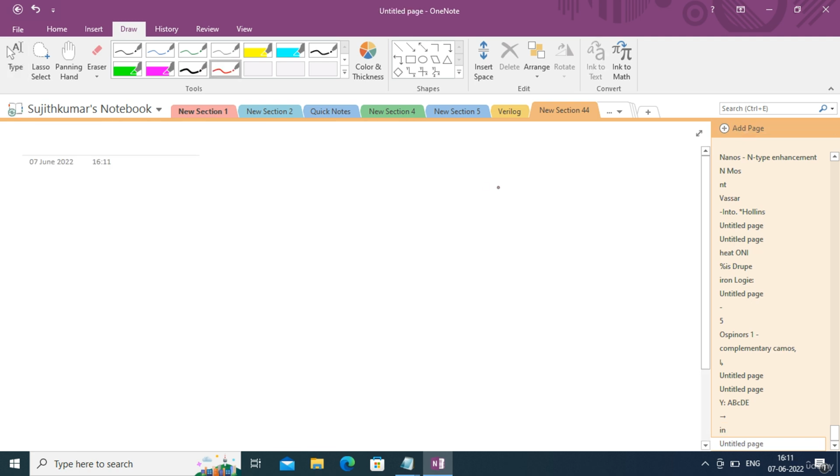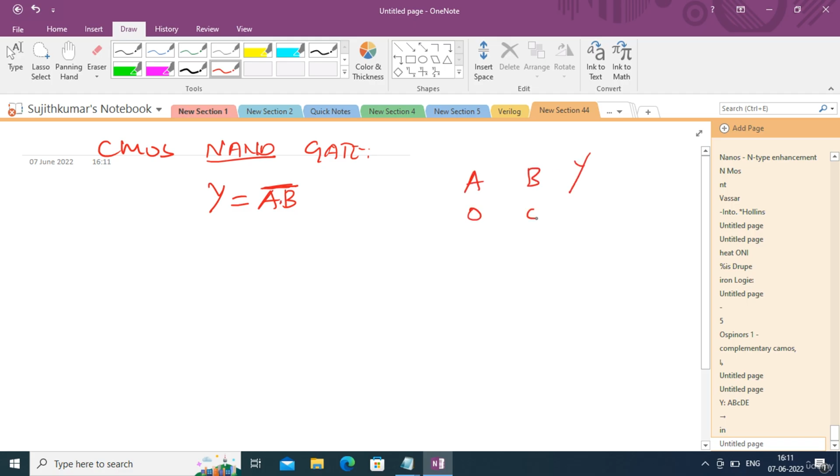Okay, so having these things in mind, let us draw the CMOS NAND gate. The logic is very simple: Y equals A and B, the whole bar. That means for NAND, you first use the AND operation, then you put a whole bar. That is the NAND gate. The truth table will look like this. When you make both inputs 0, you will get 1. When you make one of them 0, you will again get 1.